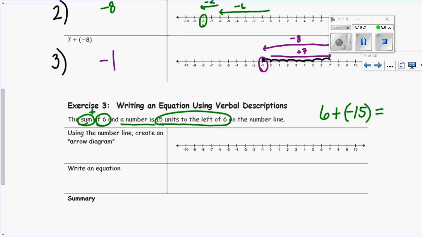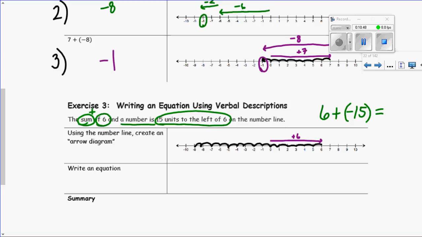Okay, did you start with counting 6 to the right? And then it even tells you you're going 15 units to the left. So now go 15 units to the left. Okay, again, count carefully if you need to. 1, 2, 3, 4, 5, 6, 7, 8, 9, 10, 11, 12, 13, 14, 15. Phew, that was pretty far.